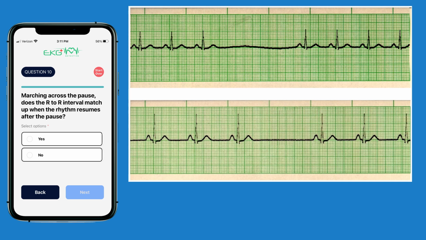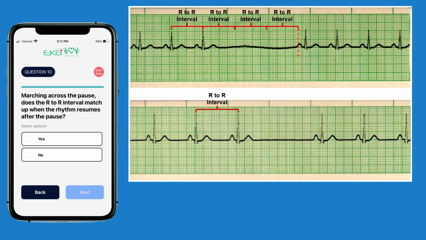The last screen that the app is going to be taking us to before we get to our interpretations is whether or not, marching across the pause, the R to R interval matches up when the rhythm resumes after the pause. So looking at our top example, we've already measured the R to R interval. What we're going to do is take that interval and march it across the pause and see what happens when the rhythm actually picks back up.